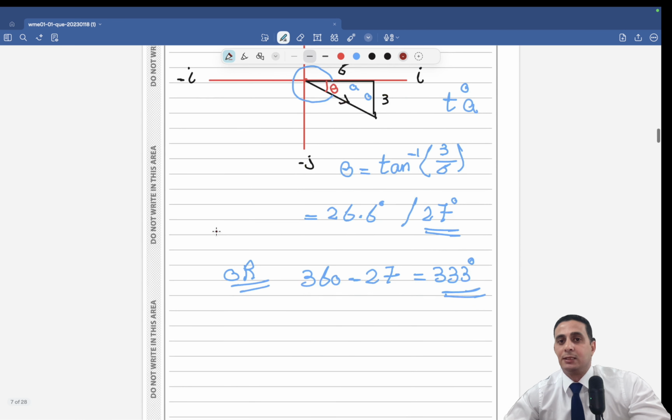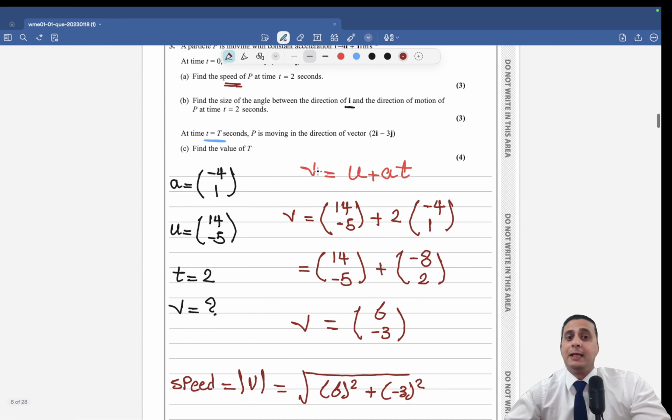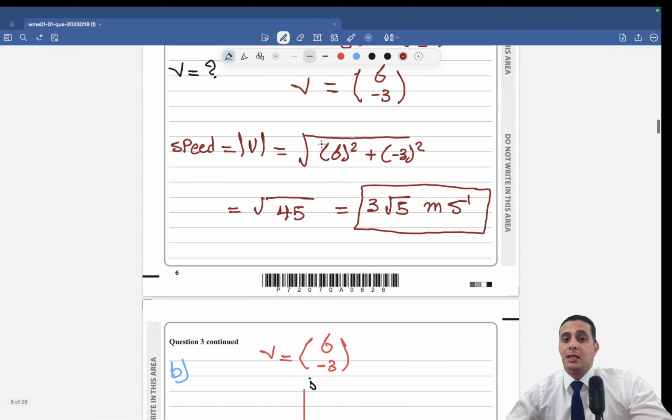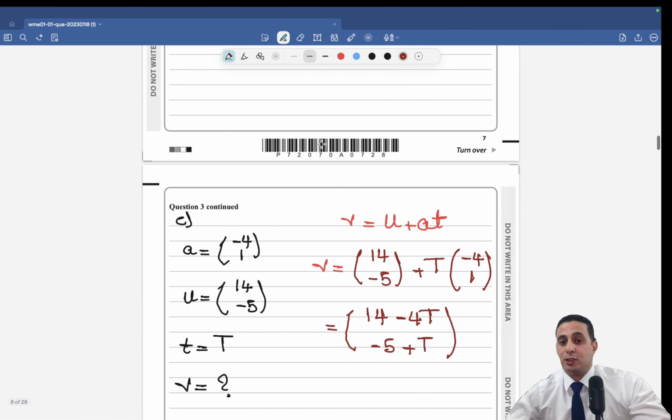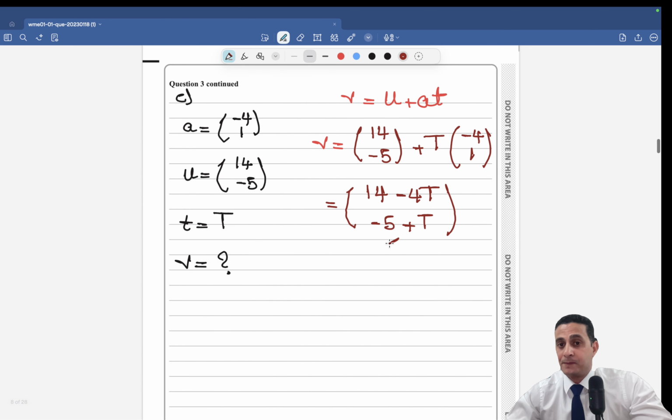The question says that the particle is moving in this direction, 2i minus 3j, which means the direction of my particle, which is this one here, is parallel to the vector 2i minus 3j. These two vectors are parallel.